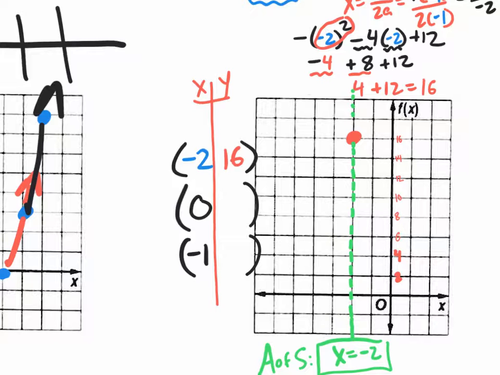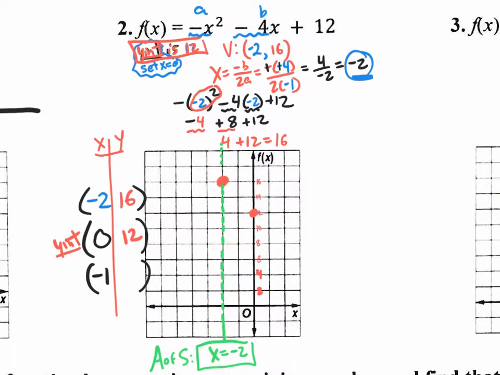Plugging in 0 is cake. We already know that that would give us the C value. That's actually our Y-intercept. So you could even label this Y-intercept is 0, 12. And that would be right here. Okay? And if we plug in -1, plug in -1 to see what our output will be.